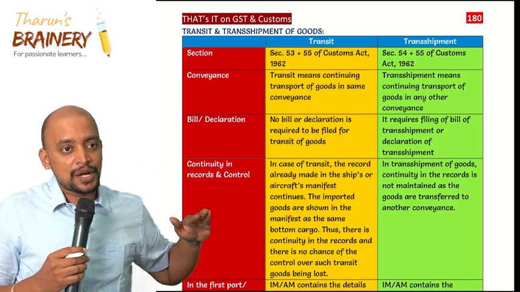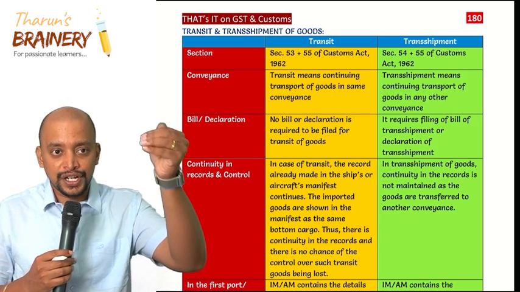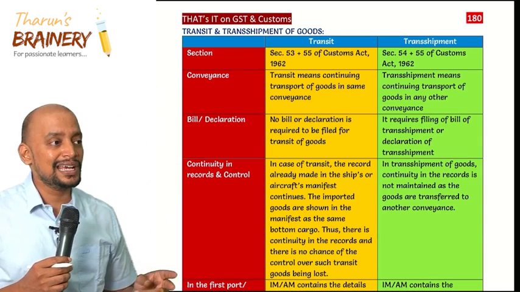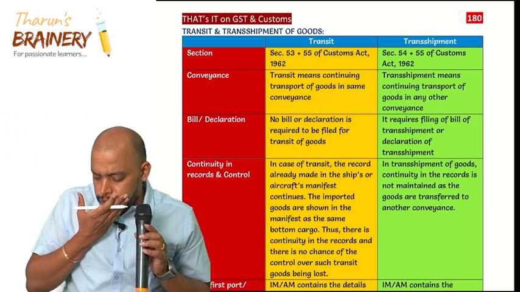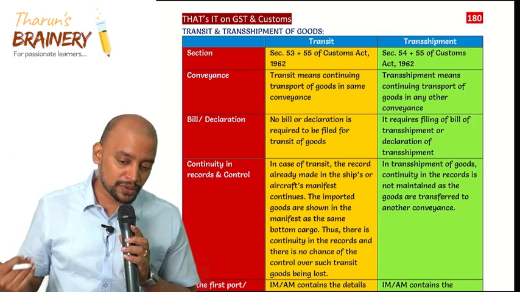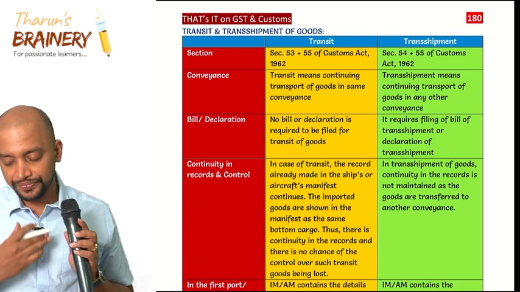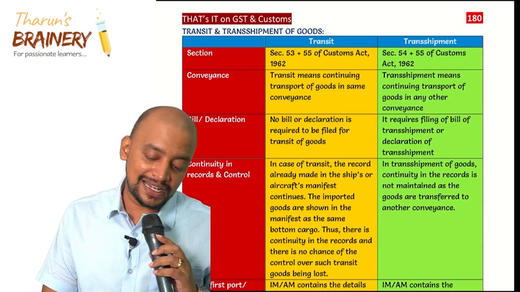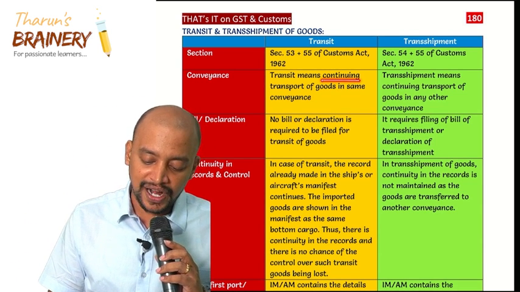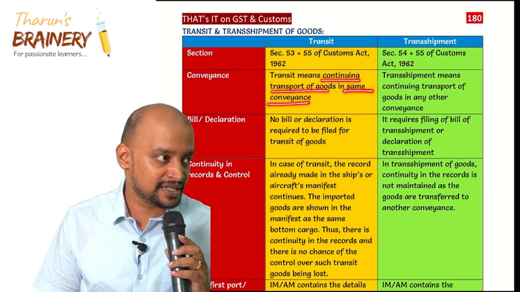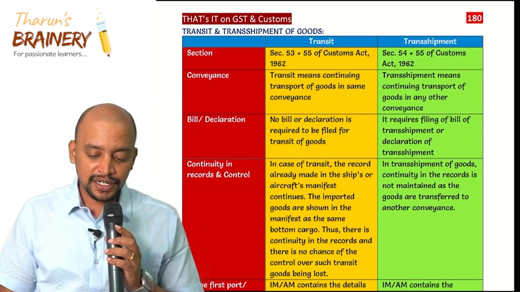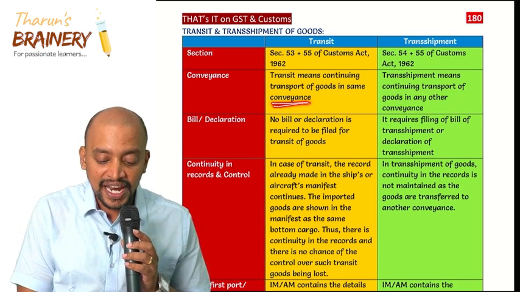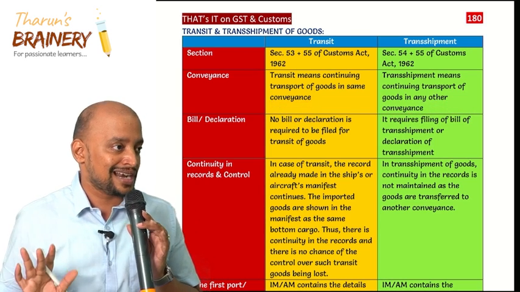Whereas if the ship which comes to Surat port unloads some goods in Surat and the remaining goods are taken in a different ship, that different ship which brings the goods is known as transshipment. So in case of transit, transit means continuing transport of goods in the same conveyance, whereas in case of transshipment, continuing transport of goods in any other conveyance. So there is a change in conveyance between transit and transshipment.